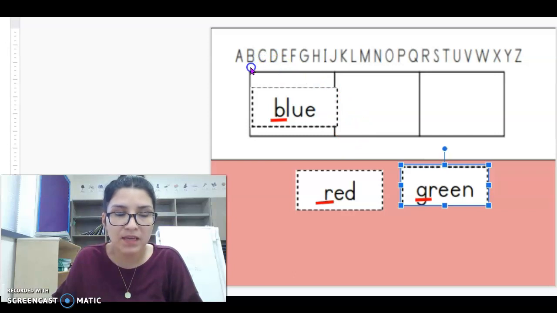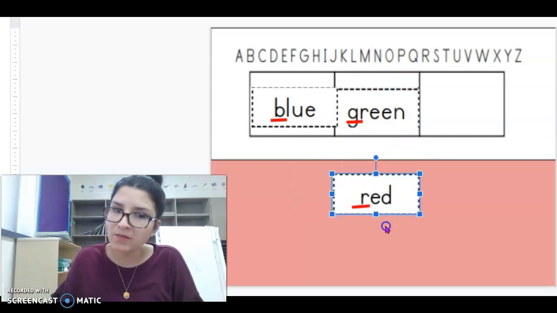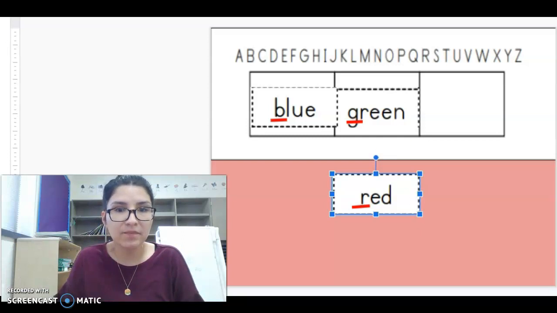Okay, so we were on B, which means we need to see if we have any words that begin with C. No C. What about the letter D? Letter E, F, letter G. We do. What word is this? Green. And so we are looking at the letter G in green, okay? So we have the word red, and I know some of you are thinking, well, let's just put it right here. We can do that, but we're practicing, so we should continue practicing with the alphabet.